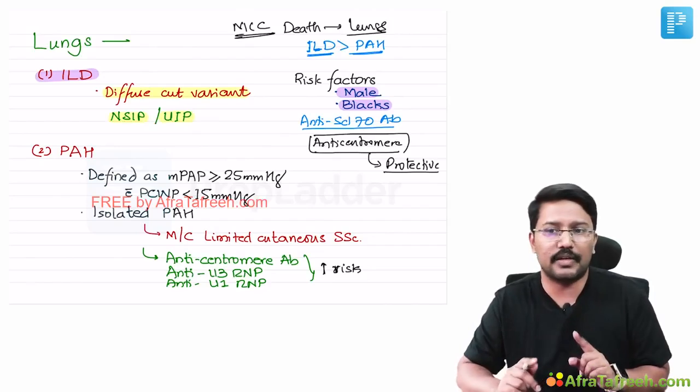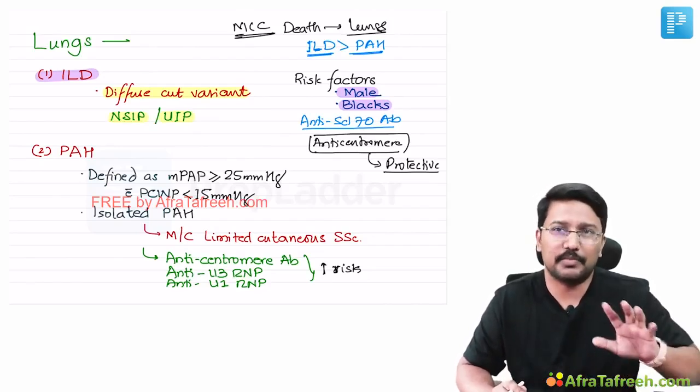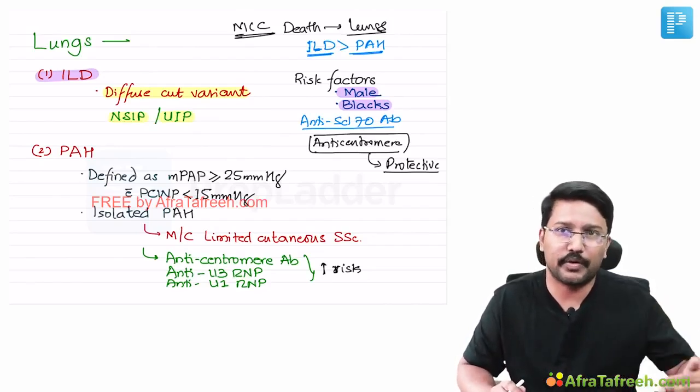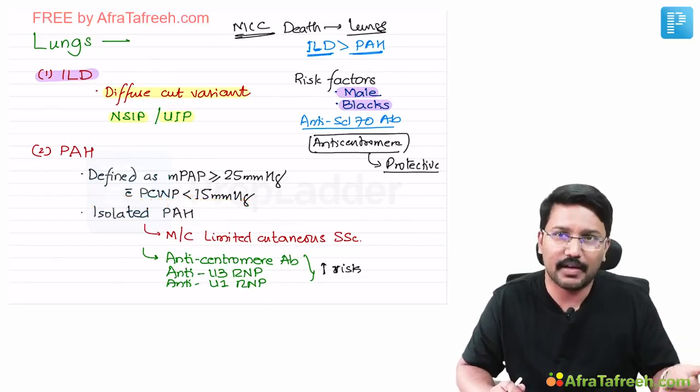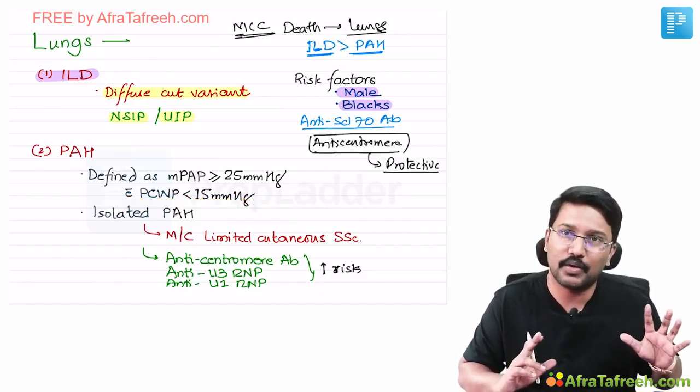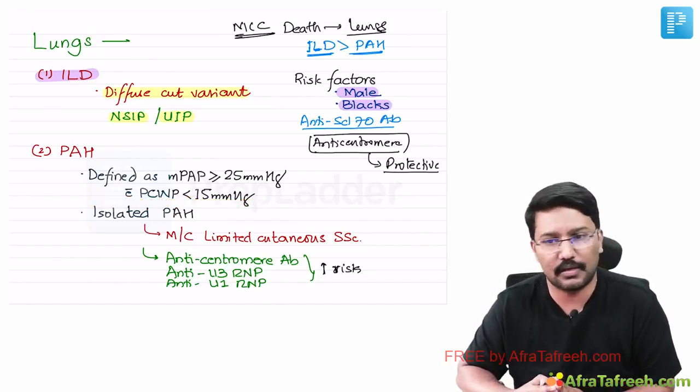So what point am I going to say? The presence of anti-centromere antibodies is kind of protective against the development of interstitial lung disease. But if, despite having anti-centromere antibodies, you develop interstitial lung disease, this is going to be more severe than in patients who have negative anti-centromere antibodies, right?